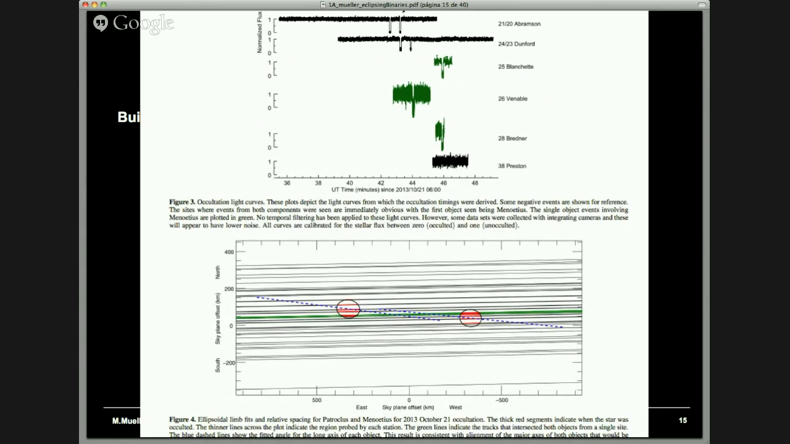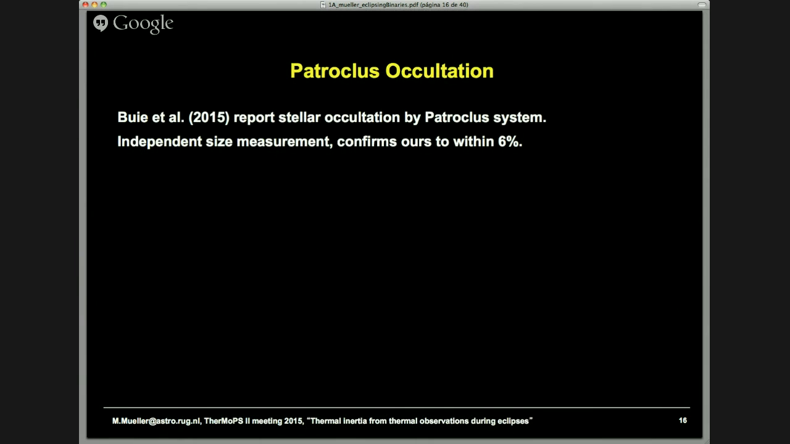It's a binary. And getting many chords from observers at different locations, they actually get a very nice constraint on the projected surface at the time of the observation. So it's a very model-independent way of measuring sizes and shapes. It's limited to one point in time. So their size measurement was completely independent to the thermal one, of course, but it matches to within 6%. So that's enough to make me happy. I think I gave myself error bars of 10%. So okay on that front.